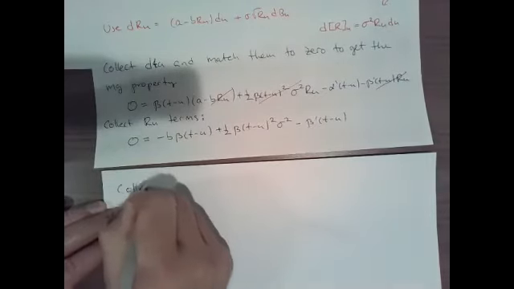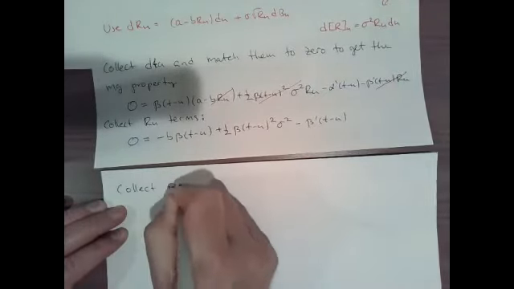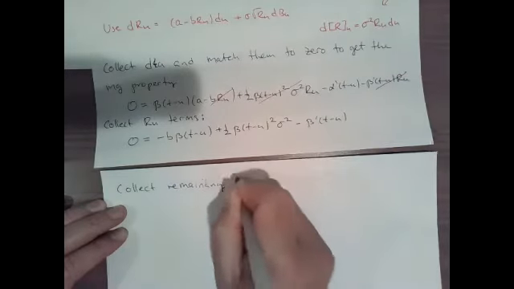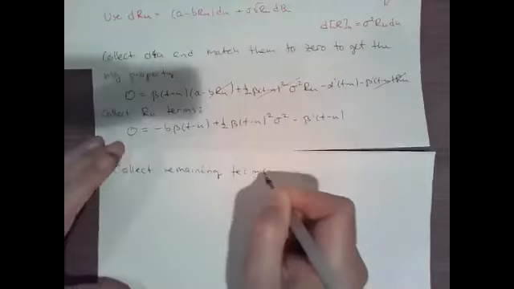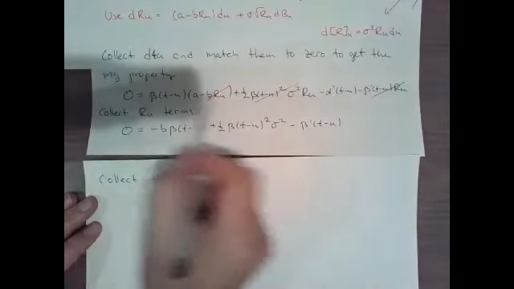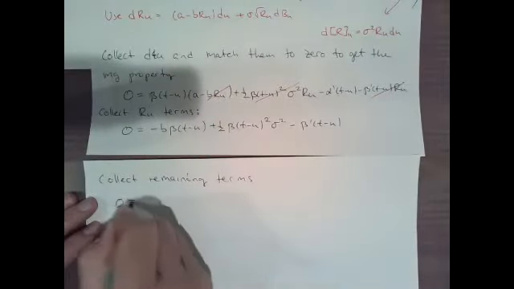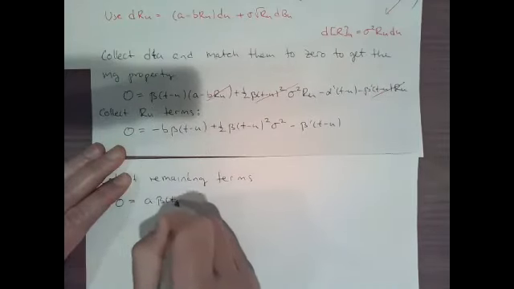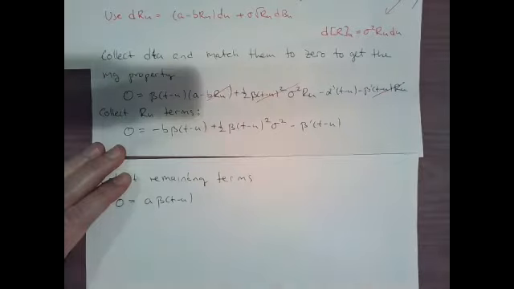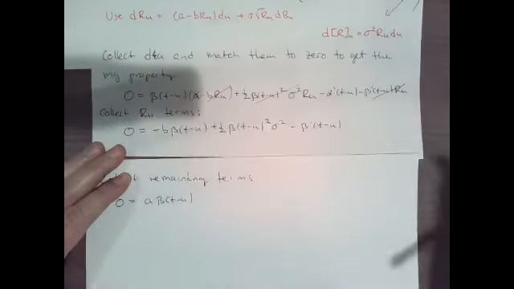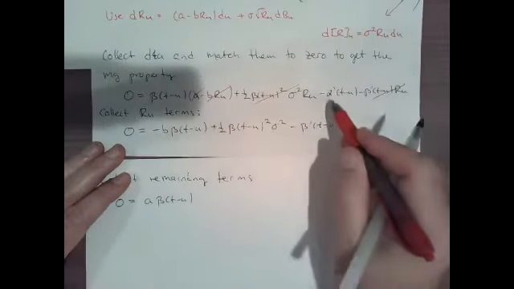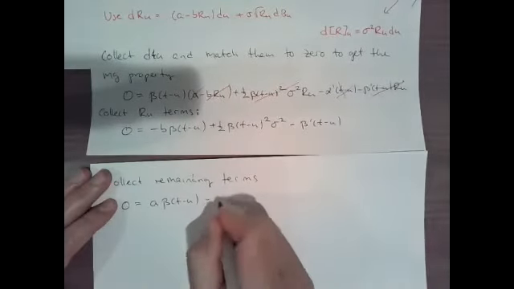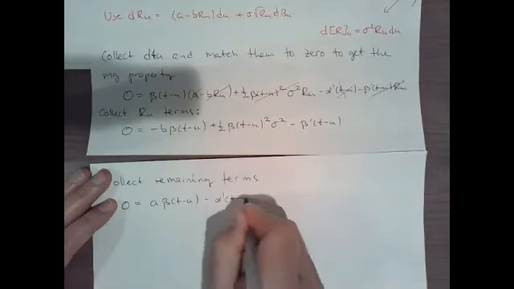And then we're going to collect remaining terms. But I want everything to be 0, so I'll match up the remaining terms. This will be a times beta(t-u). That was this term. And then over here I have minus alpha prime(t-u).